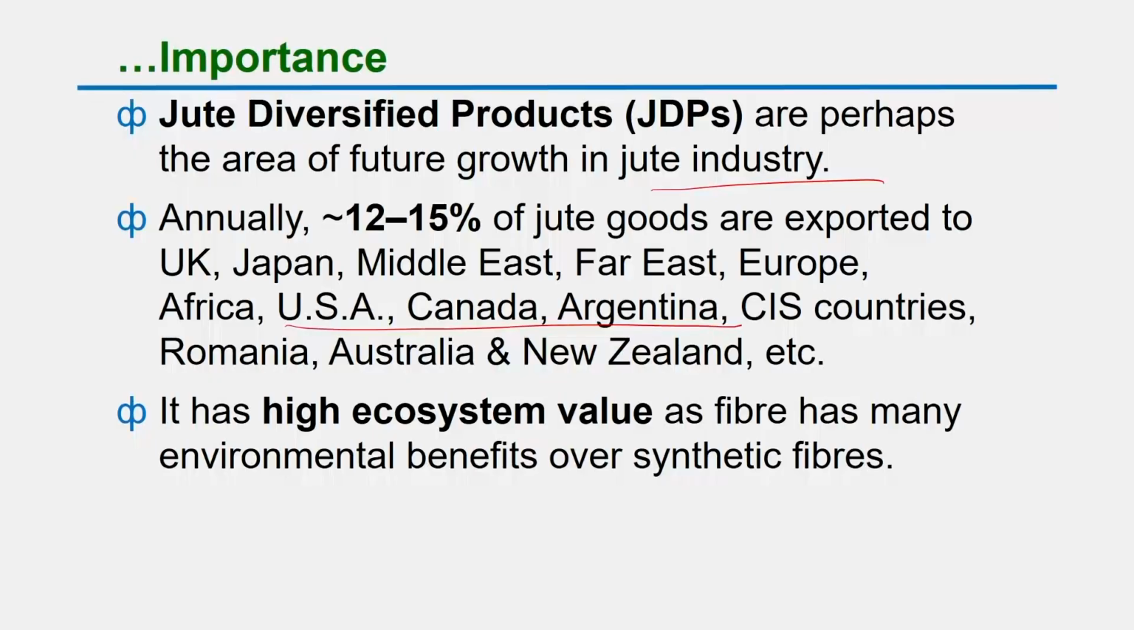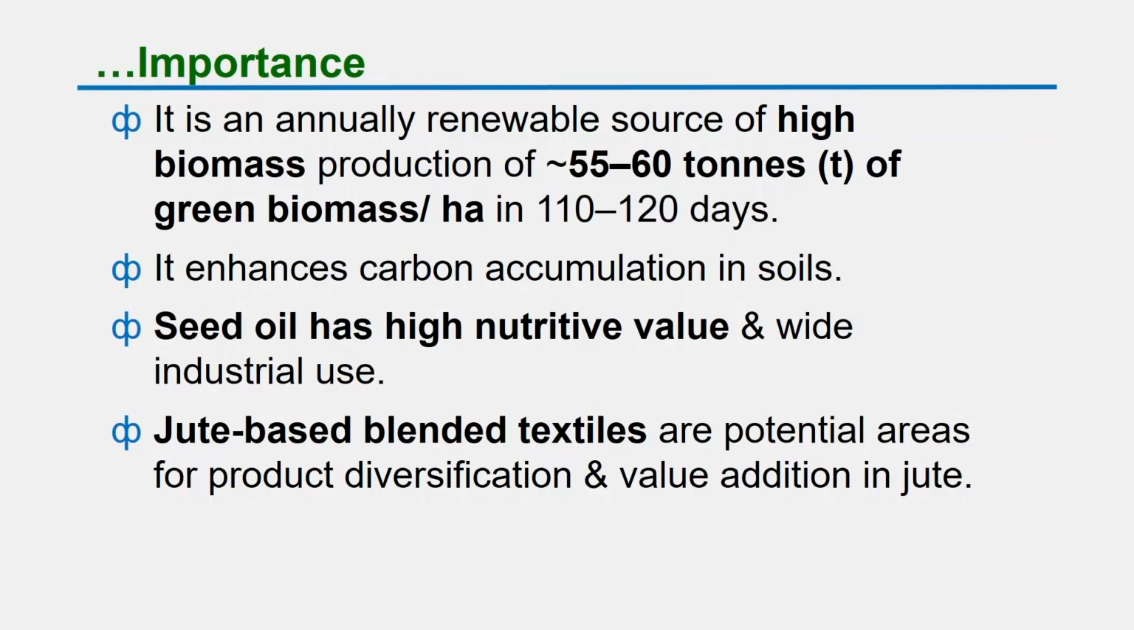It has high ecosystem value also, as the fiber has many environmental benefits over the synthetic fiber, because jute fiber is actually a natural fiber. And you know, plastic fiber or synthetic fibers, they are really not good for our environment. It is an annually renewable source of high biomass production. The first advantage of the jute crop is that it produces high biomass, which is 55 to 60 tons of green biomass per hectare in 110 to 120 days.